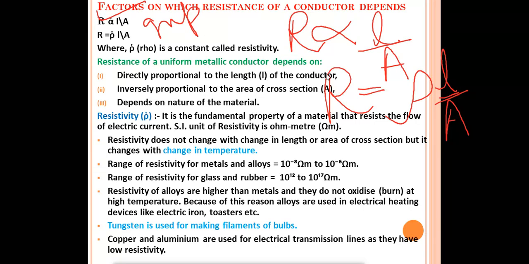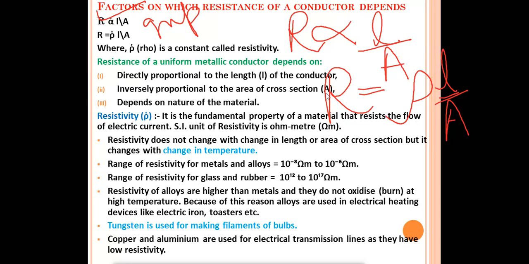Directly proportional to the length of the conductor, so it depends on the length. Inversely proportional to area of cross section, so it depends on area of cross section also, and it also depends on the nature of the material. Suppose the length of the conductor is high, then resistance will also be high. But if area of cross section is more, resistance will be low, because they are inversely proportional. And if resistance is high, area of cross section will be low. So these are the factors.